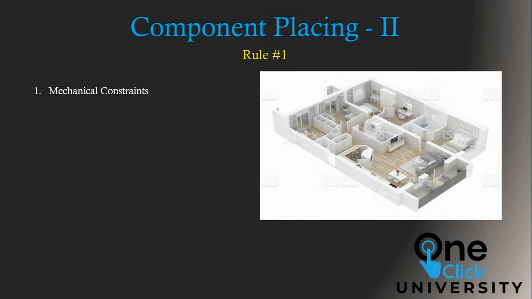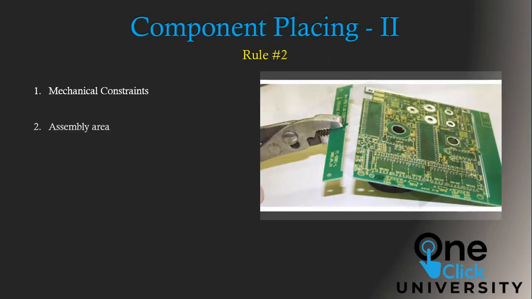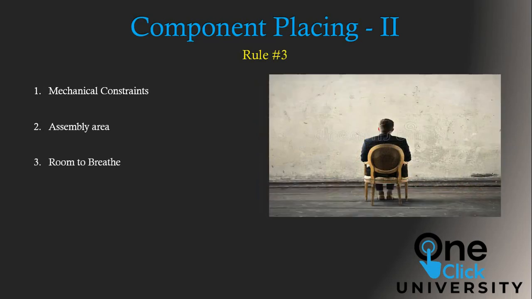Number 2. Place the components within the assembly area, or rather say, determine the assembly constraints on the board. Like in an apartment, you are not gonna place the gas stove in the living room or a cupboard directly next to the door. Similarly, if the PCBs are manufactured on the conveyor, you may not want to place them too close to the edges.